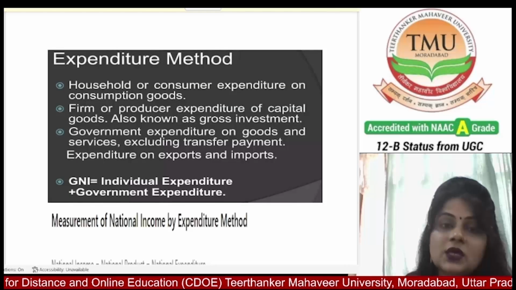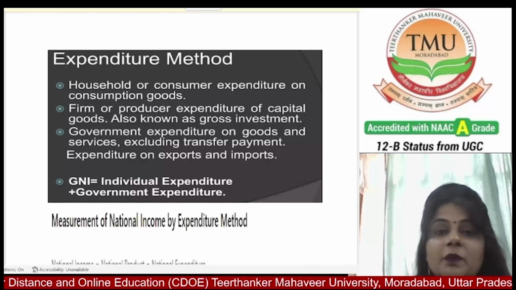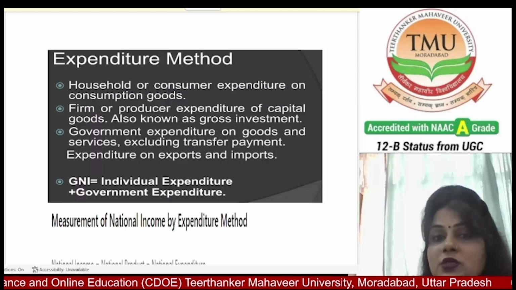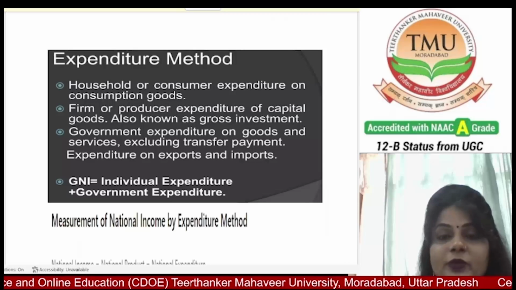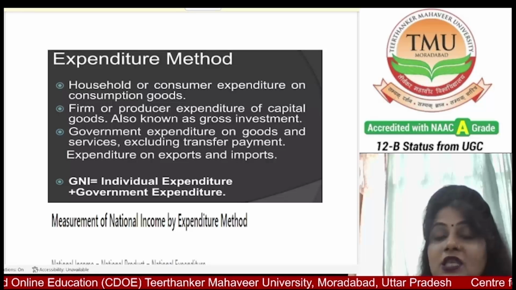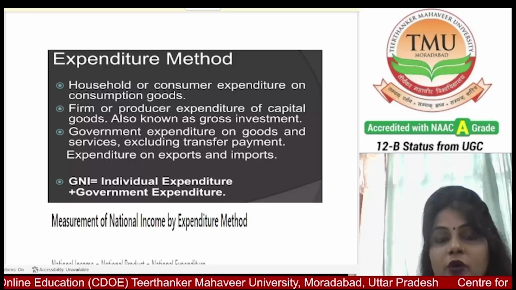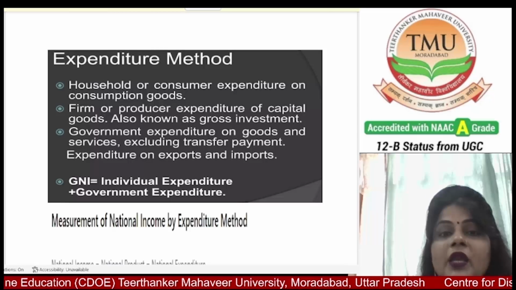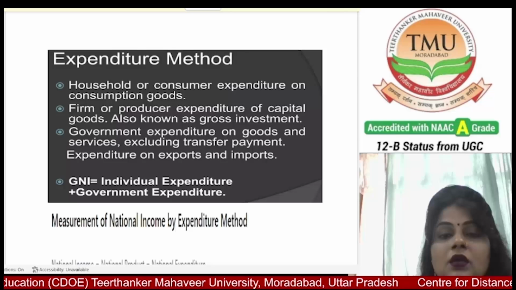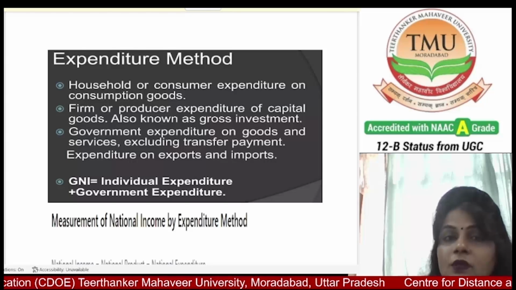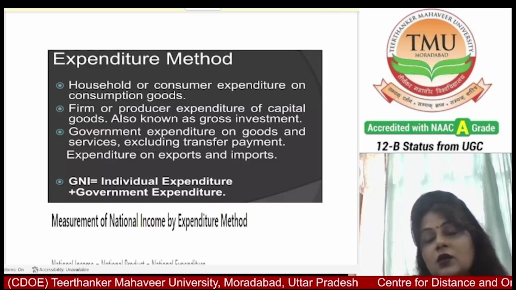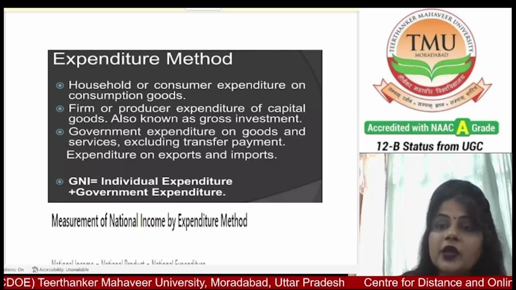So the GDP formula of expenditure is: GDP is equal to C, consumer spending on goods, plus I, investor spending by businesses, plus G, government spending, plus X, exports, minus M, imports, that is, net exports. So the main components of the expenditure method are consumption, investment, government expenditure, and exports and imports.